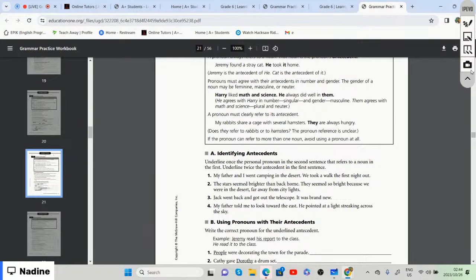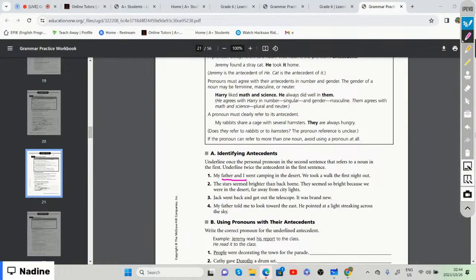So our antecedent, if we look at the antecedent, it will then be my father and I. And our pronoun will then be "we" in "we took a walk the first night." So "we" agrees with my father and I.